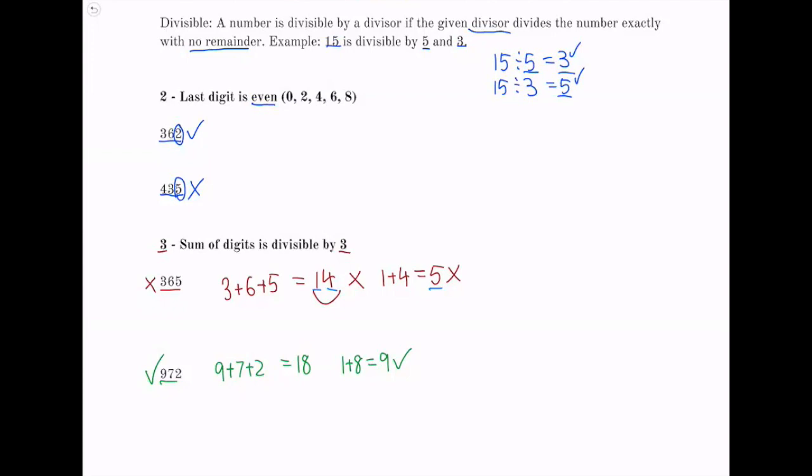Okay, let's move on to 4. To be divisible by 4, the last 2 digits have to be divisible by 4. So for 2947, for example, in order for 2947 to be divisible by 4, 47 has to be divisible by 4. We know that 40 is 4 times 10. Or there's actually an easier way to do it.